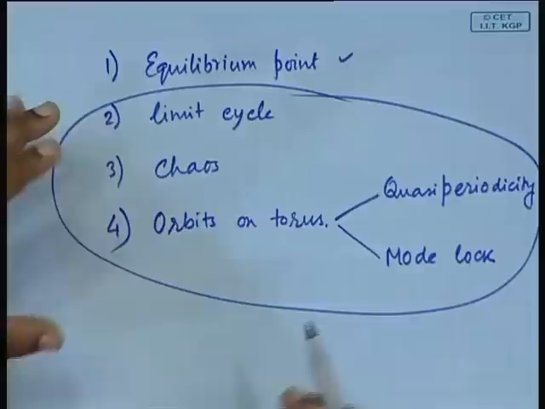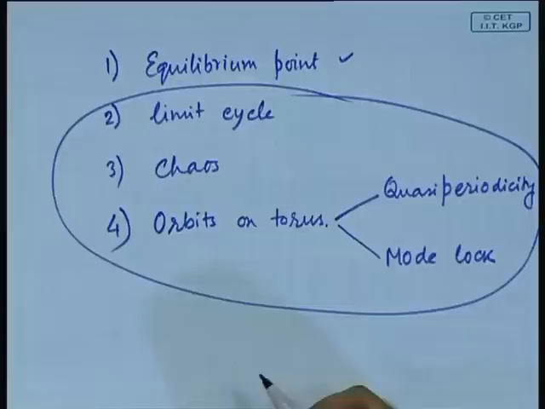So, how do we then visualize the concept of stability of a limit cycle, the concept of stability of a chaotic orbit, the concept of stability of the orbit on a torus? Yes, that is what we will deal with in the next class.